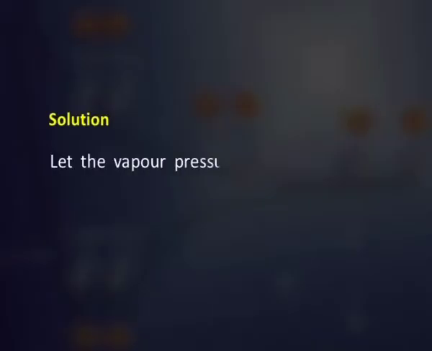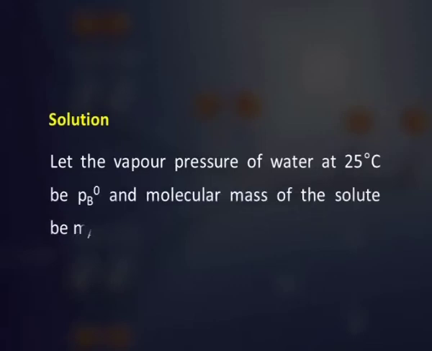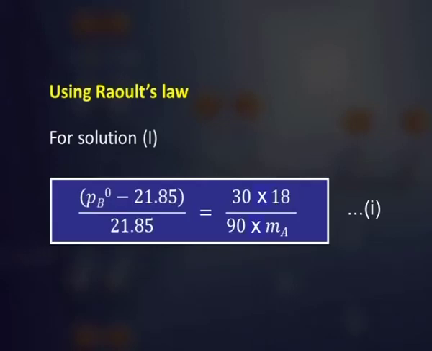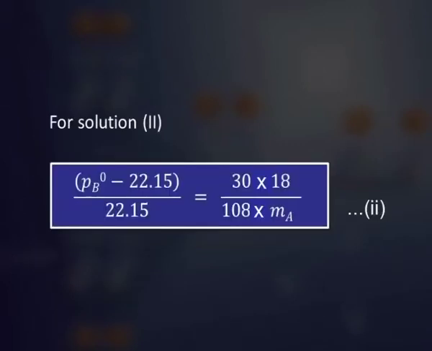Here you have to make two equations with two variables. Let the vapor pressure of water at 25 degrees Celsius be P naught B and molecular mass of the solute be Ma. By using Raoult's law equation, means modified Raoult's law equation, P naught B minus Ps upon Ps is equal to moles of solute upon moles of solvent. You will get first equation P naught B minus 21.85 divided by 21.85 equal to 30 into 18 divided by 90 into Ma. For second solution, we get the equation P naught B minus 22.15 divided by 22.15 equal to 30 into 18 divided by 108 multiplied by Ma.